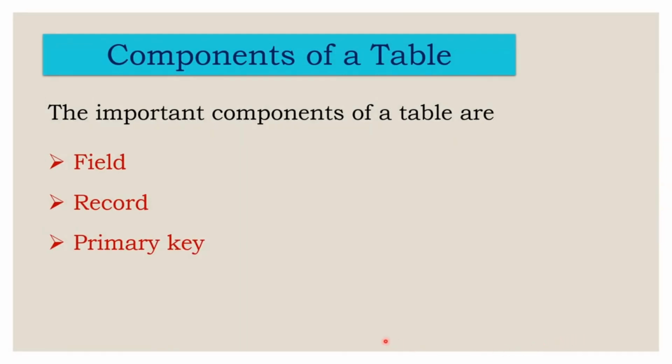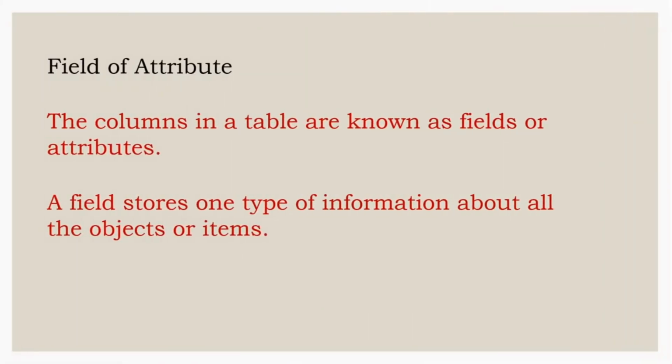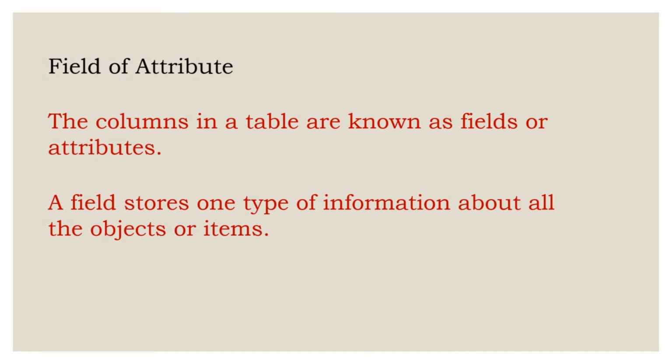Next we can move to components of a table. The important components of a table are field, record, primary key. Field or attribute. The columns in a table are known as fields or attributes. The field stores one type of information about all the objects or items.